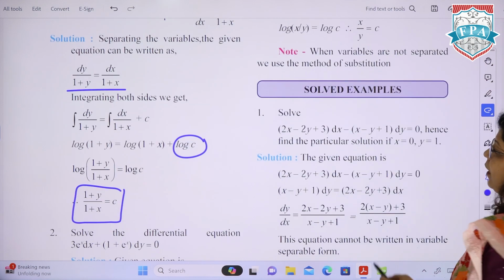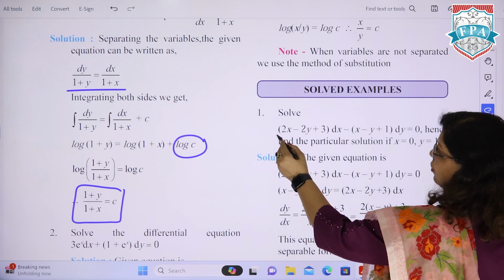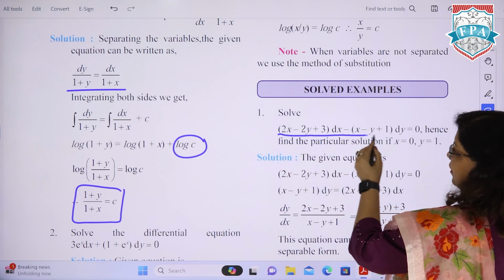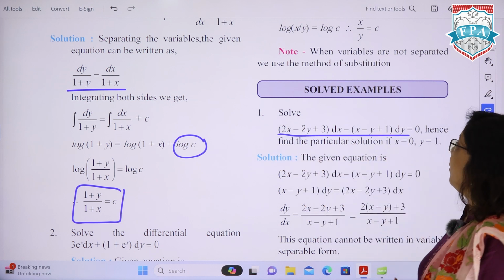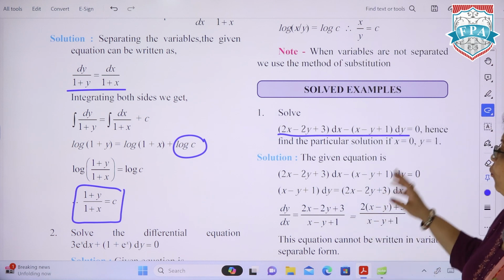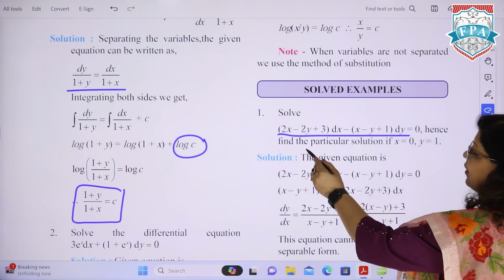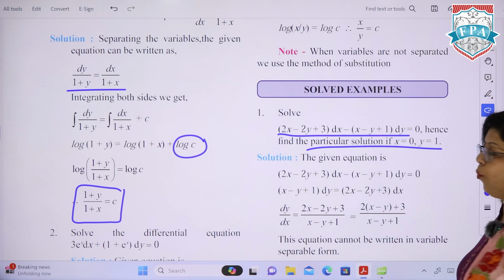So let's say this is the first equation: (2x minus 2y plus 3) dx is (x minus y plus 1) dx. And we need the particular solution at x is equal to 0 and y is equal to 1.